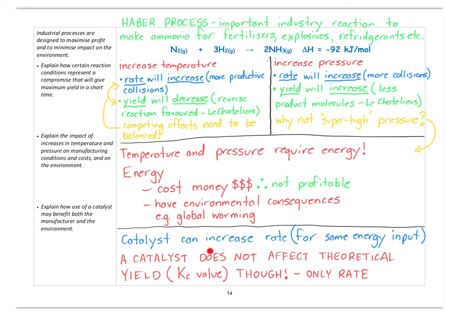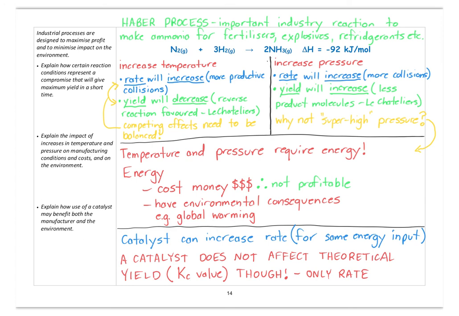Finally, catalysts can increase the rate for the same energy input. So with a reaction like this, catalyst won't change the yield. The yield is determined by the equilibrium constant. It's not affected by a catalyst. It's not affected by how fast you get there. However, you can put less energy in and get the same amount of products quicker. So that's the advantage of using a catalyst.